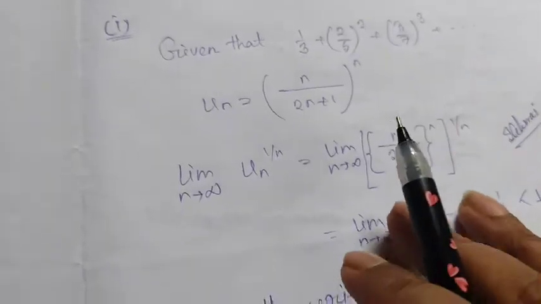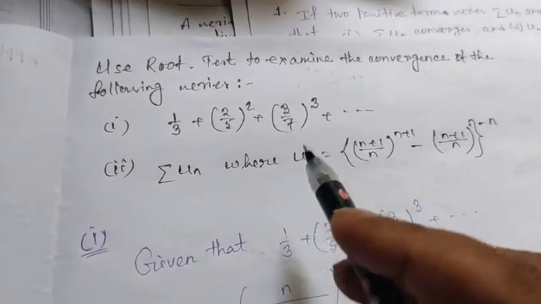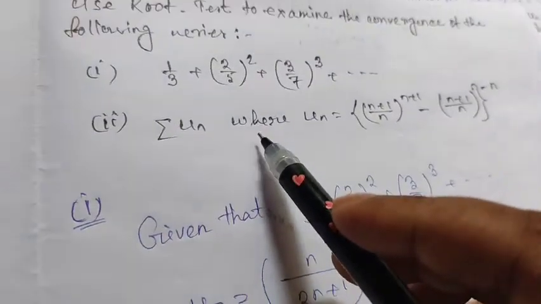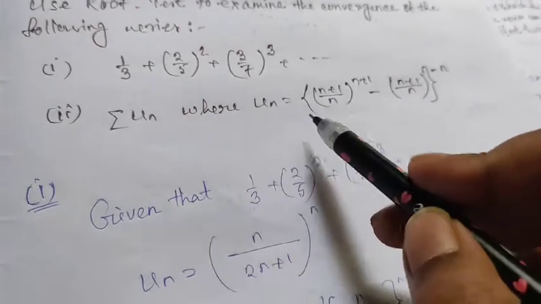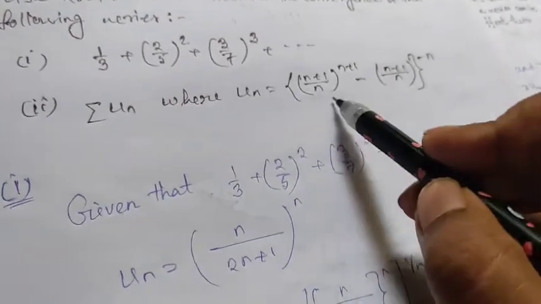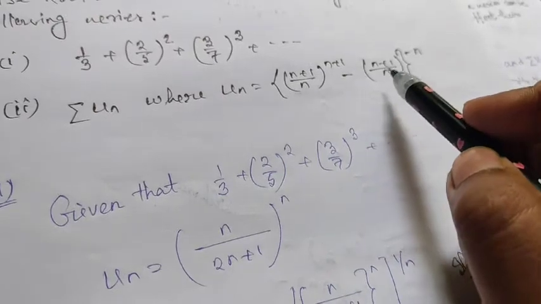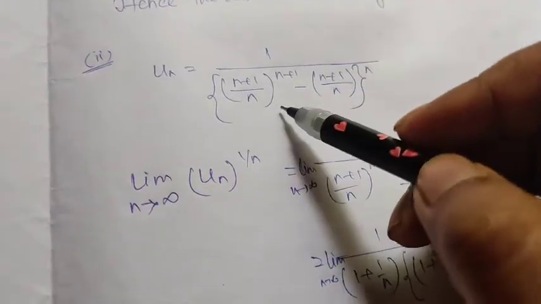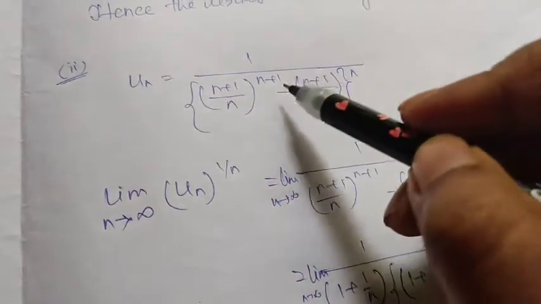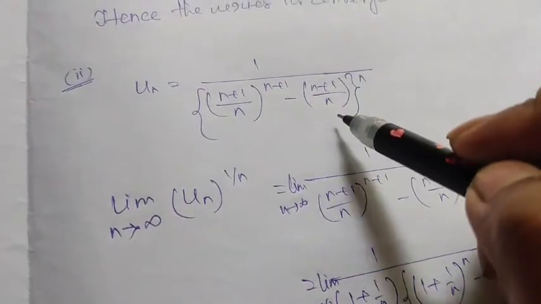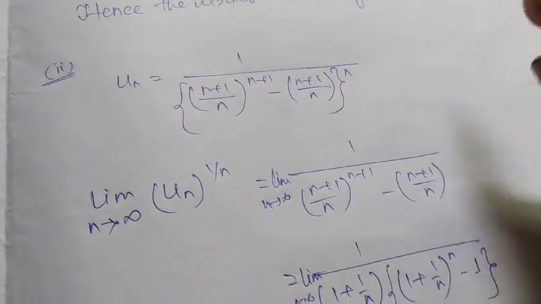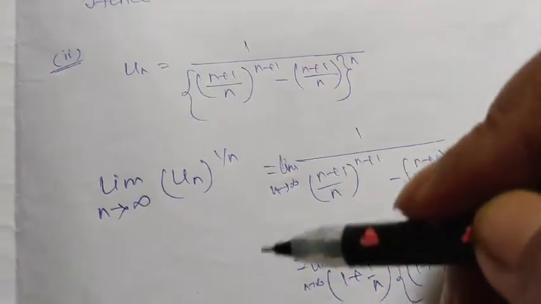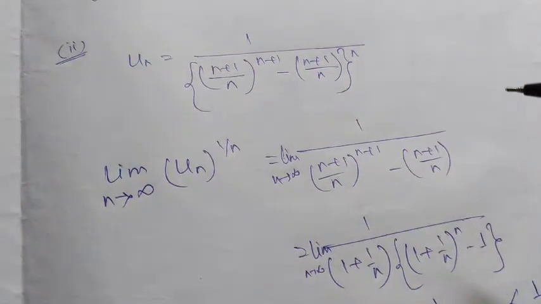Now solve the second one: find the convergence of the series where un is equal to ((n plus 1) by n) whole to the power n plus 1 minus (n plus 1) by n whole to the power minus n. So from here we can write that un is equal to 1 by ((n plus 1) by n) whole to the power n plus 1 minus ((n plus 1) by n) whole to the power n. Now let us take limit n tends to infinity un whole to the power 1 by n.